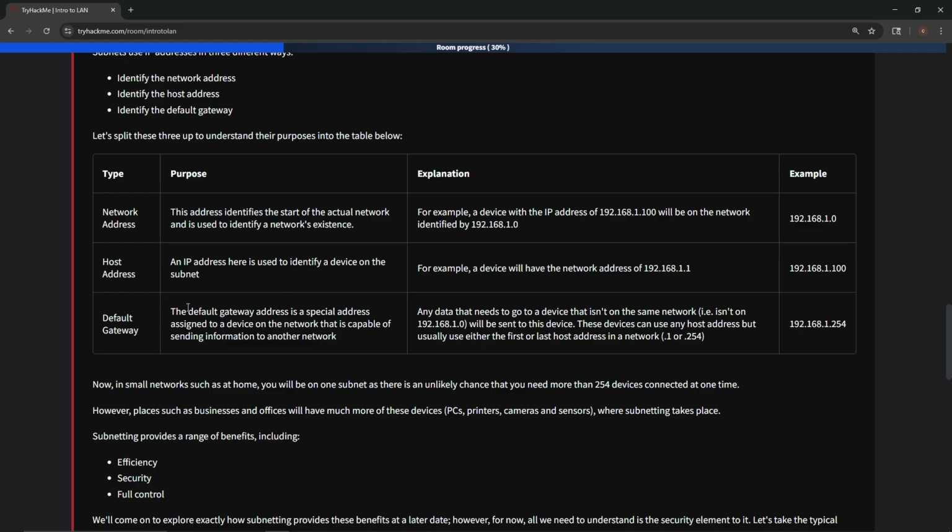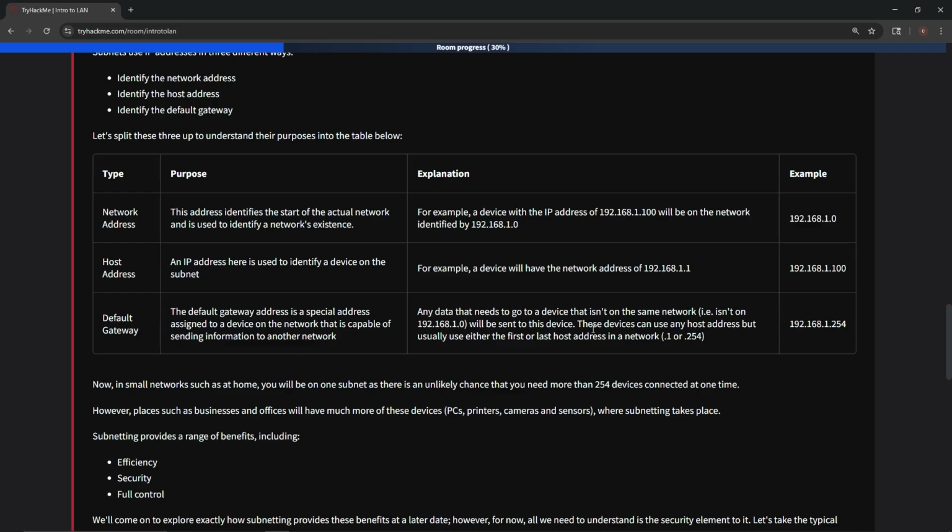So we've got the default gateway. The default gateway address is a special address assigned to a device on the network that is capable of sending information to another network. So any data that needs to go to a device that isn't on the same network, i.e. isn't on this one right here, will be sent to this device.